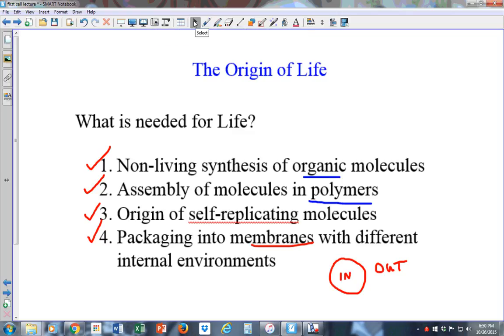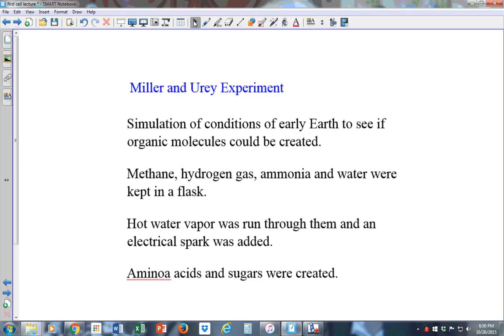Now what I'm going to do is show 4 different ways that these 4 things could have happened. That doesn't mean that's the way it happened, but like a good scientist, I'm going to provide data, possibilities, so that there might be a reason to think this is what's going on. Okay, first of all, how could we make organic molecules from non-living inorganic matter?